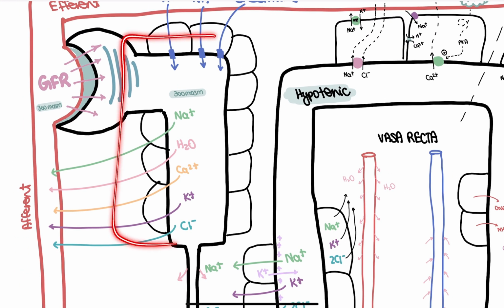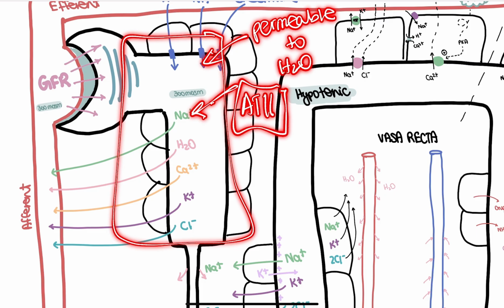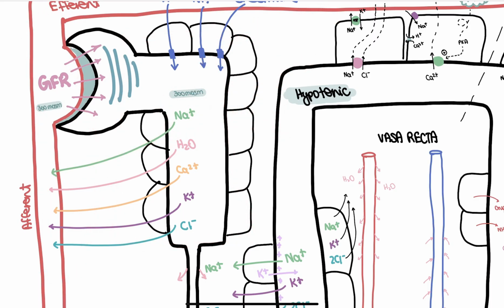Now, when we're looking at the proximal convoluted tubule, this is permeable to water, and it's mostly paracellular as well. And in this part, angiotensin 2, we can just write that. This stimulates the reabsorption of sodium, so it can get reabsorbed into your arterioles.